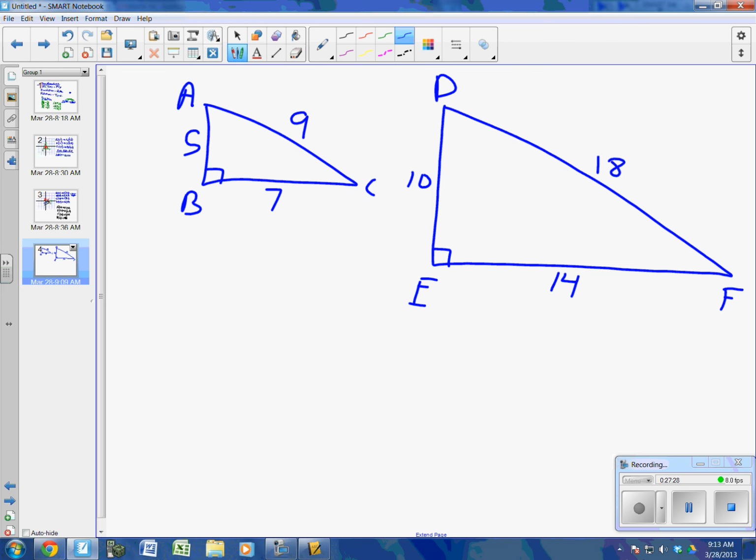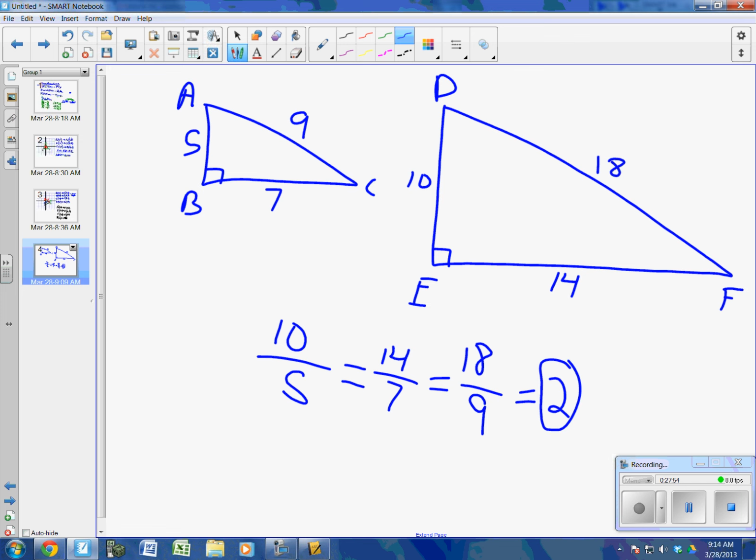What they're saying is the scale factor is 2. So if we found the ratio of one to the other, for example, this side right here, 10 is to 5, right? 10 is to 5 as, what else could we write? 14 is to 7 as 18 is to 9, and they're all equal to what? 2, the scale factor. In there, they use the letter K, right? So K was equal to each one of these ratios. That means all three ratios should be equal to the scale factor, and that's what they were showing right there.